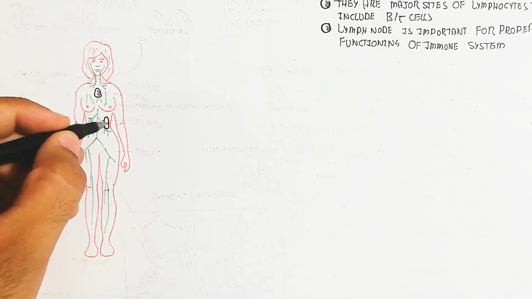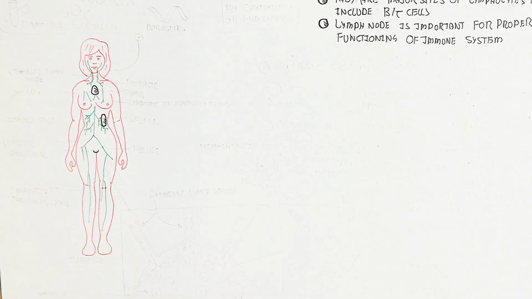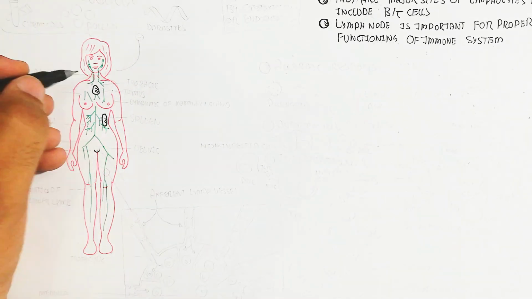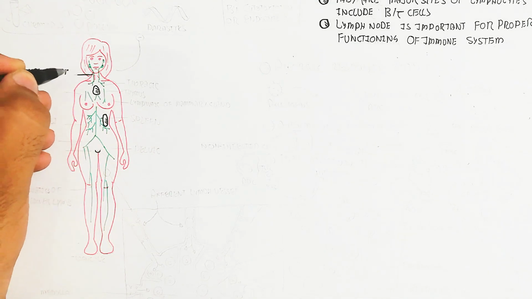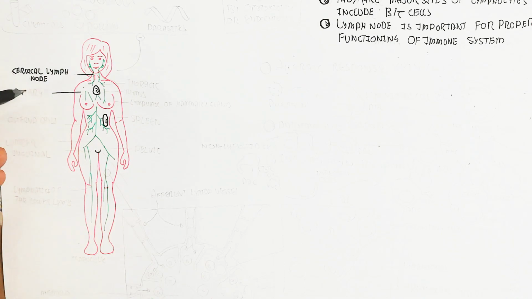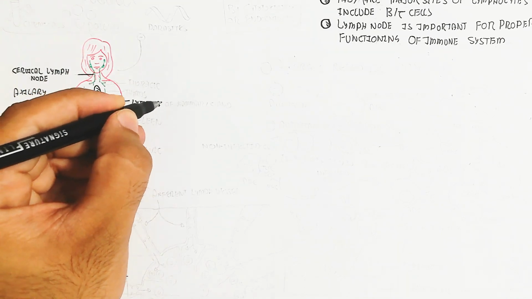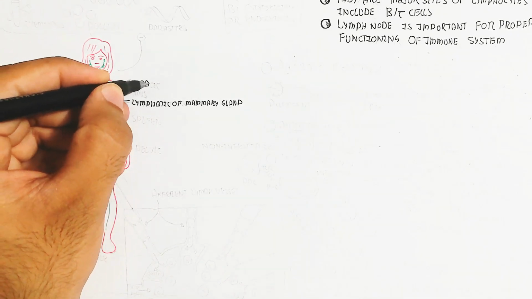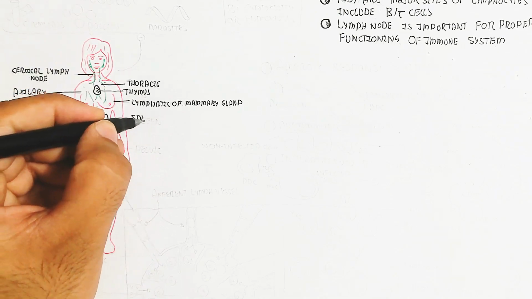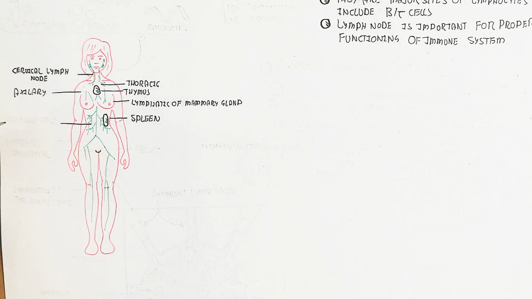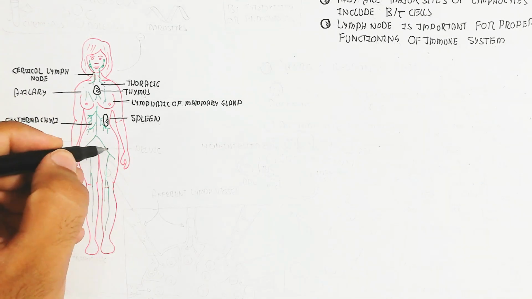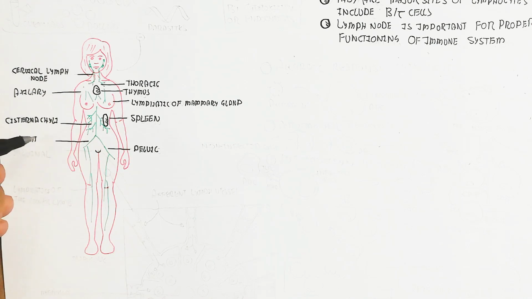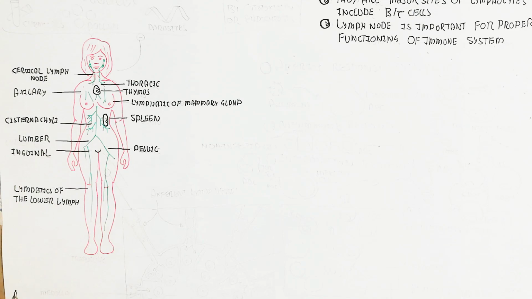Here is the female body containing a lymphatic system. Let's understand the lymphatic system. We are not going to cover the circulation of the lymph here because I have a separate video about the lymphatic system, but this is the general picture: the cervical lymph nodes, axillary, thoracic, thymus gland, and the spleen, which is used for the killing or recycling of old RBCs, the lymphatics of the mammary gland, the pelvic lymph nodes, the cisterna chyli, and the lumbar and inguinal nodes, and the lymphatics of the lower limb.